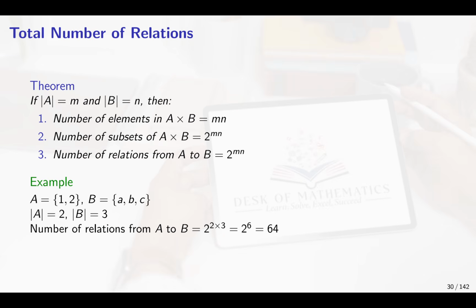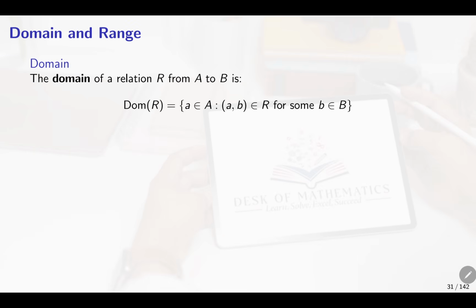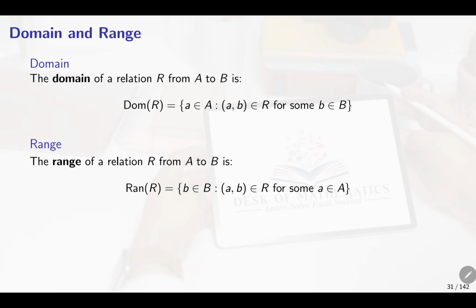So if A has 1, 2 and B has a, b, c, the number of elements in A cross B is 6, and the number of relations is 2 raised to the power 6. That's 64 relations possible. The domain of a relation R from A to B is the set of first elements of the ordered pairs. What's the range? The range of a relation R from A to B is the set of second coordinates of the ordered pairs.